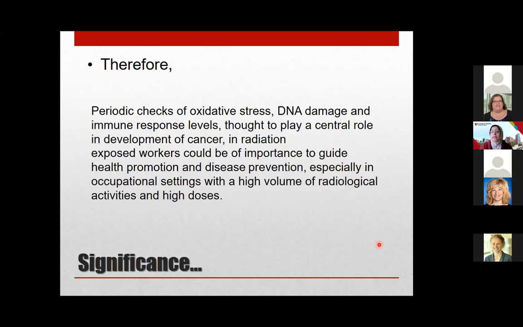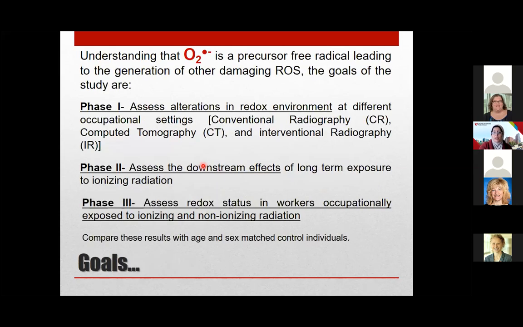Therefore, we want to take it one step back, looking for biomarkers that are thought to play a central role in the development of cancer. Oxidative stress, DNA damage, and immune response levels can be used as predisposing factors for cancer, and those biomarkers could be of importance to guide health promotion and disease prevention, more specifically in occupational settings with a high volume of radiological activities, as well as high doses of radiation.